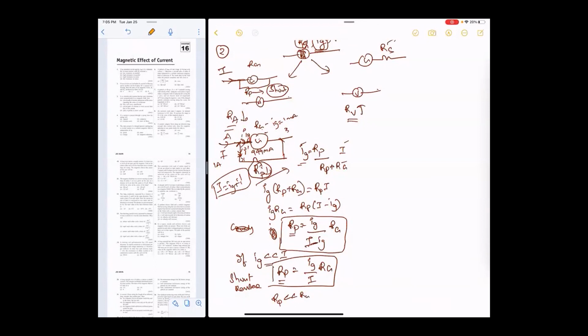Right? Because IG is smaller than I. Generally, IG is smaller than I. Are you able to understand? So IG by I into RG. Anyway, RP should be in terms of resistance units, ohms. So what should I multiply with this RG? That should be a dimensionless factor, either small i by capital I or capital I by small i. If I do capital I by small i, the value will increase. So do small i by capital I.